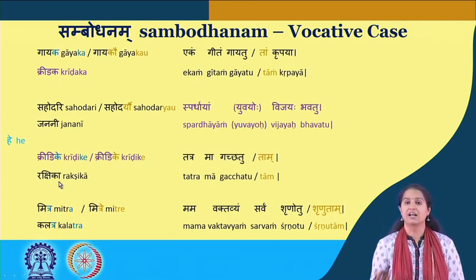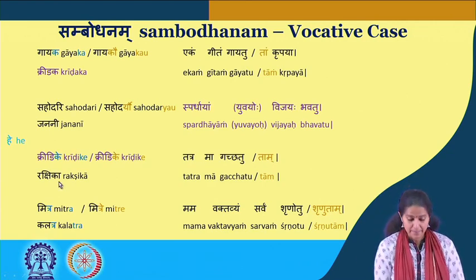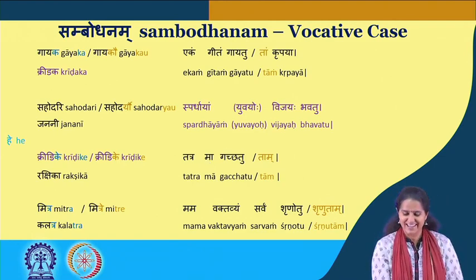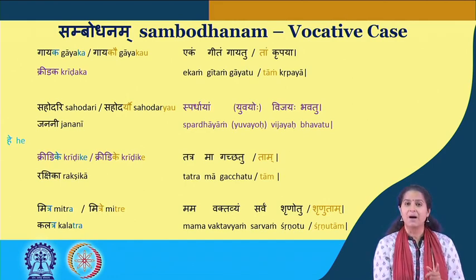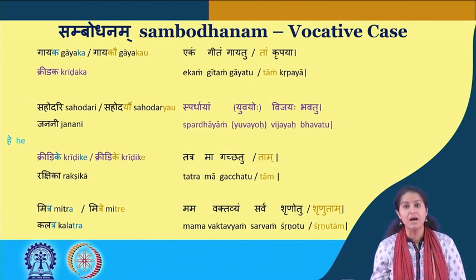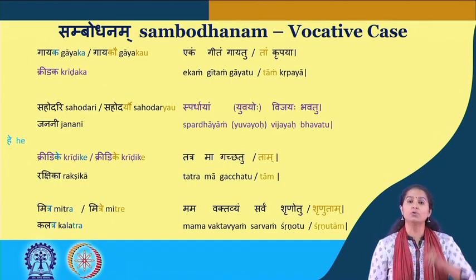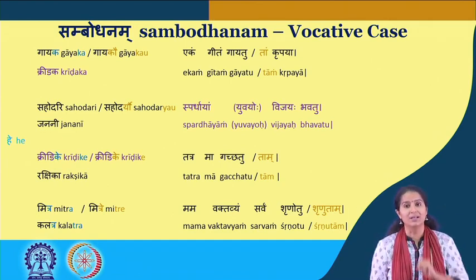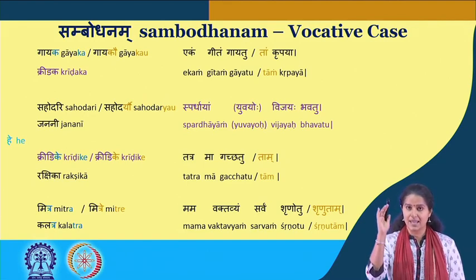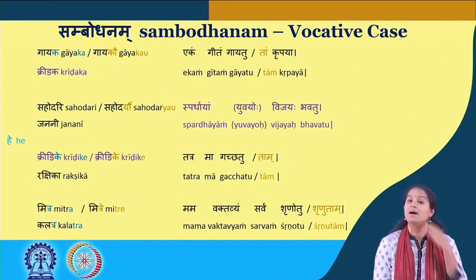Next, Rakshika. So Hey Rakshike Tatra Ma Gachatu. So don't go there. Two of them, Hey Rakshike Tatra Ma Gachatam. So the first one was Hey Rakshike Tatra Ma Gachatu, and the second Hey Rakshike Tatra Ma Gachatam. Just by the tu and the tam, you know that it is the singular or the dual case there. Moving on. Hey Mitra for the neuter words. Hey Mitra Mama Vaktavyam.